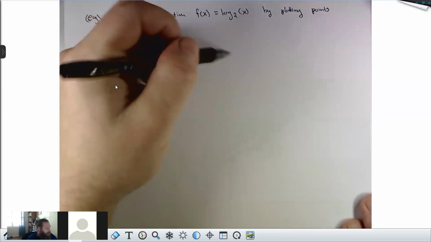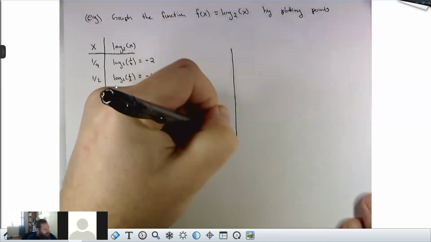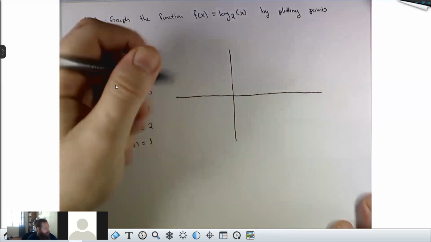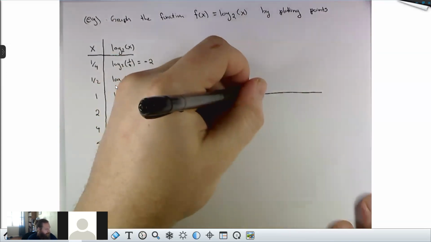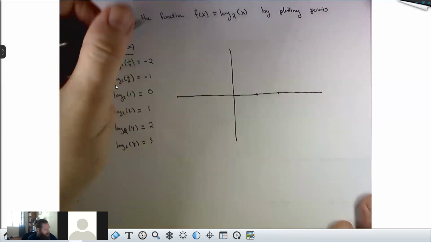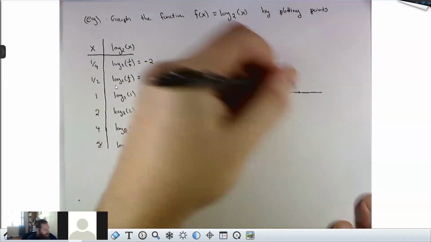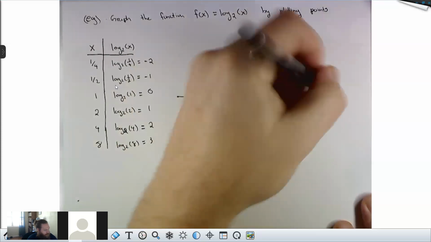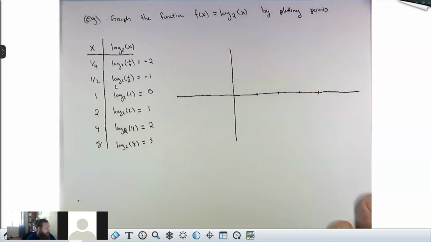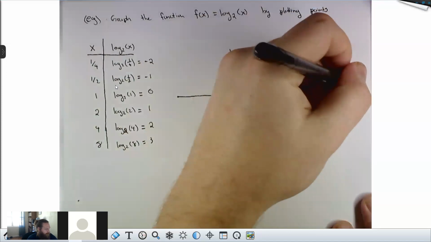So I can plot these points. Mark this as like 1, 2, 3, 4. Might not have room to get out to 8. Yeah, I don't. We'll say 5. We'll stop there.